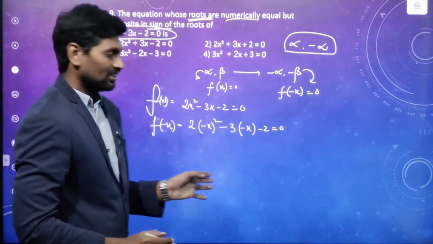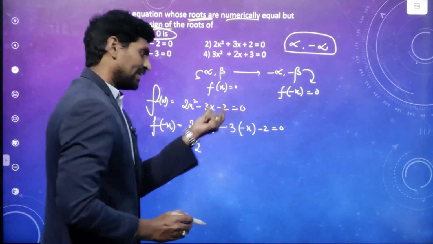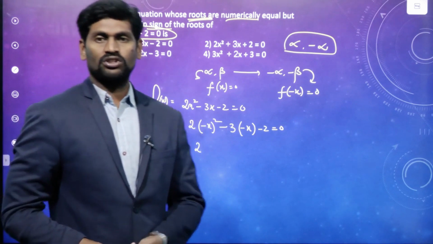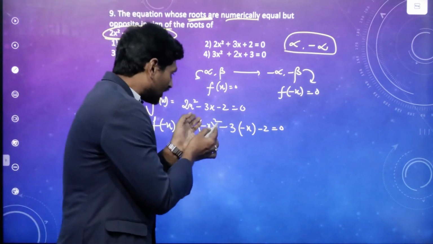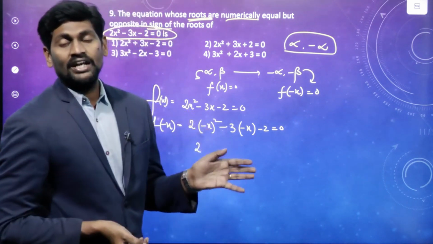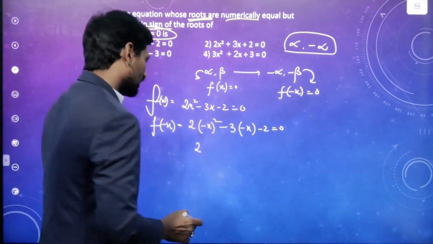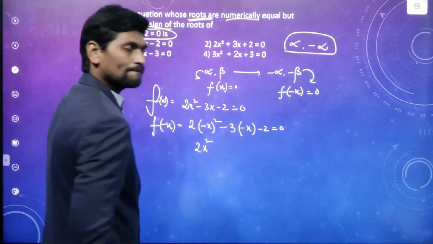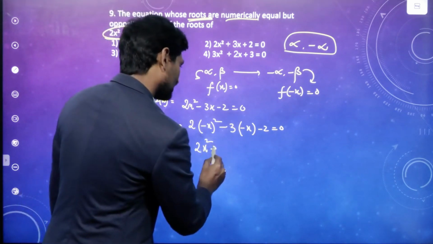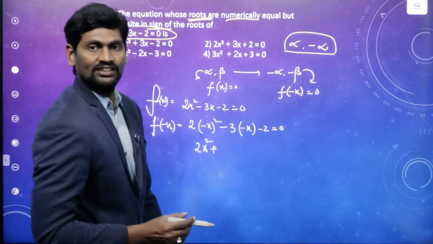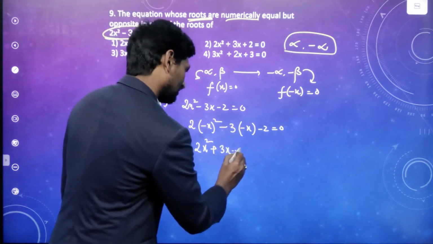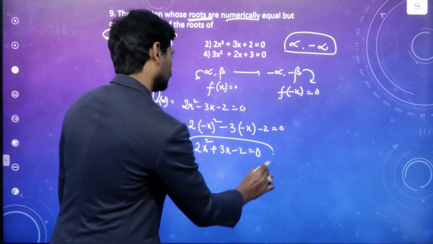This is our equation. Simplify this. (Minus x) whole square and (x) whole square both are same, because when the exponent is an even power, negative terms also become positive terms. So (minus x) whole square means x square. Minus into minus, minus 3 into minus x, plus 3x, minus 2 equal to 0.